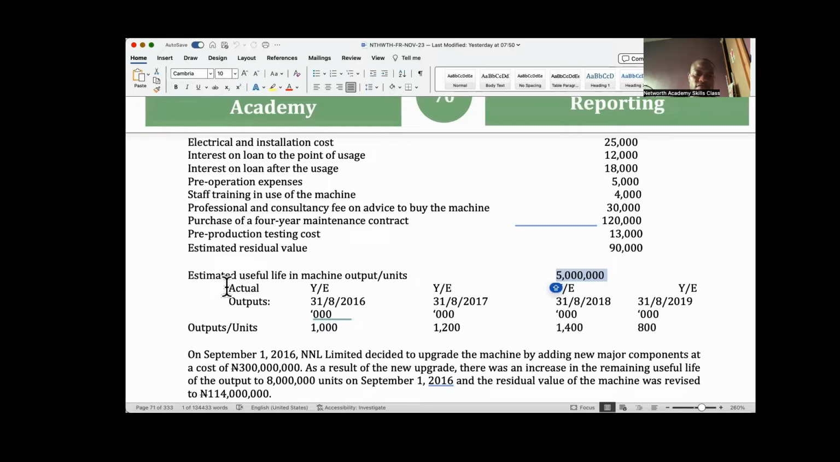And they now gave us the actual outputs of these assets each year. So in the first year, this asset can do 1,000. In the second year, it can do 1,200. In the third year, it can do 1,400. And in the fourth year, it can do 800. If you add all of this together, you should get 5,000 or 5 million. If you don't get it, that means it can still go an extra 1 year with that balance.